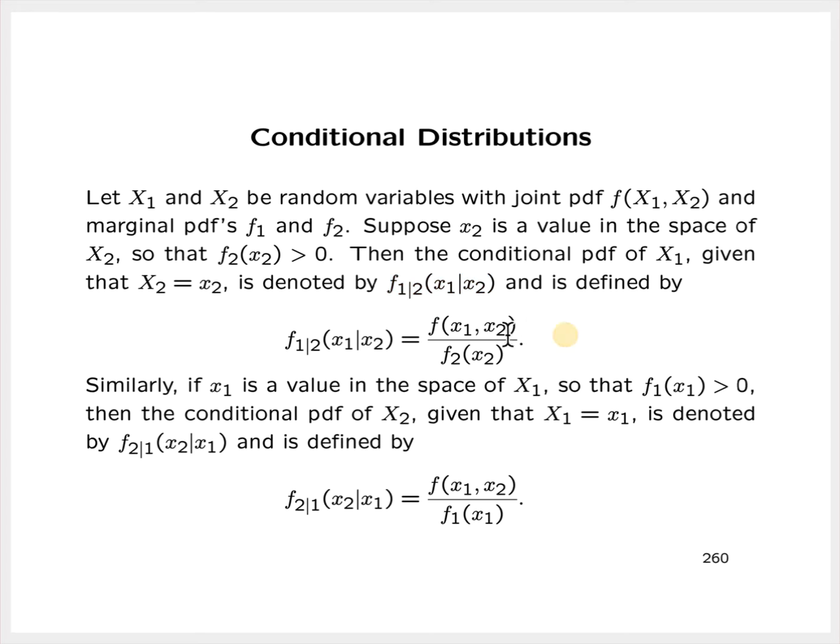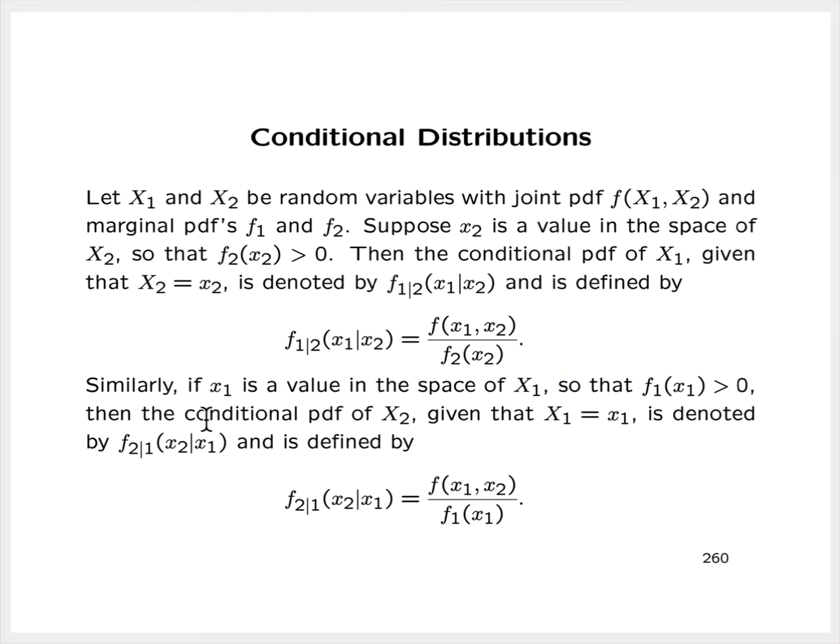It's defined in the following way. It is the ratio of the joint PDF evaluated at the particular specified value of x1 in the argument and the given value of x2. So here in the numerator we have the value of the joint PDF evaluated at x1 and x2, and then we divide that by the marginal PDF of X2 evaluated at the given value x2.